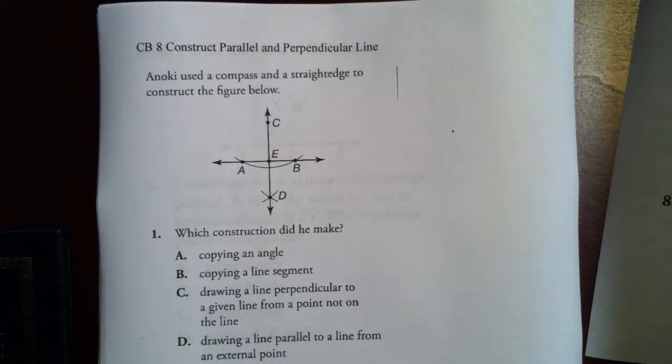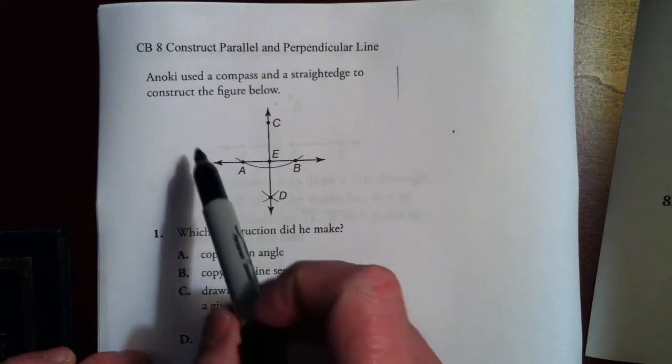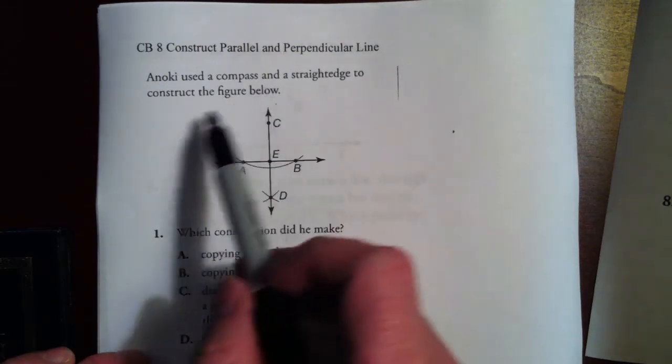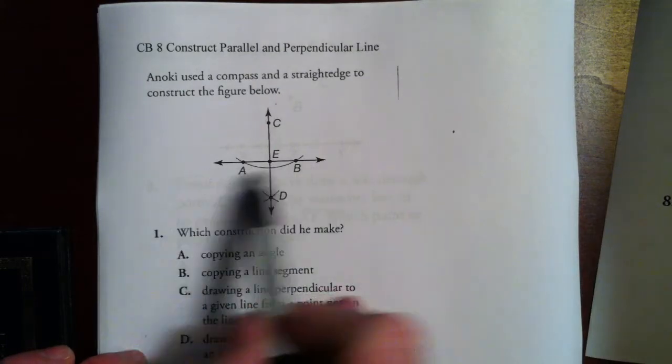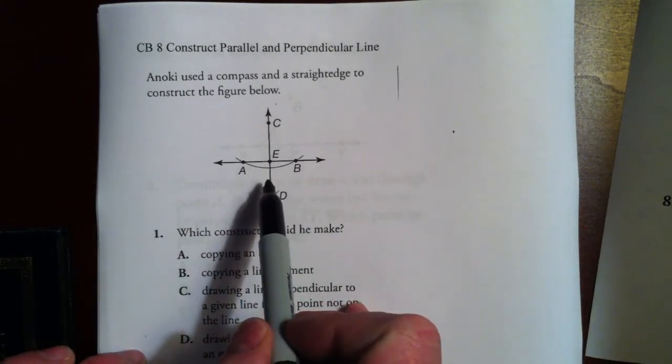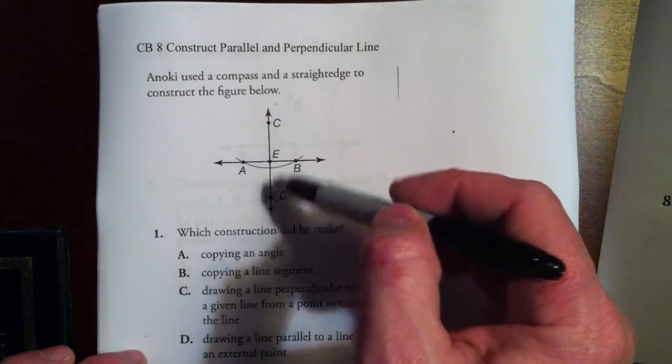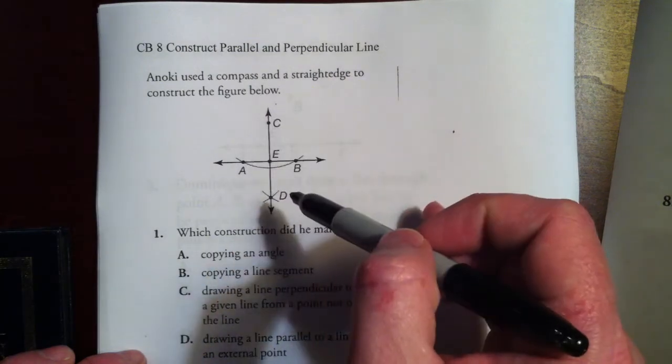Okay, this is Coach Book 8, Construct Parallel and Perpendicular Lines. Anoki used a compass and a straight edge to construct the figure below. Alright, and it looks to me like we have a line here, and it looks like we were drawing a perpendicular bisector through a particular point here.